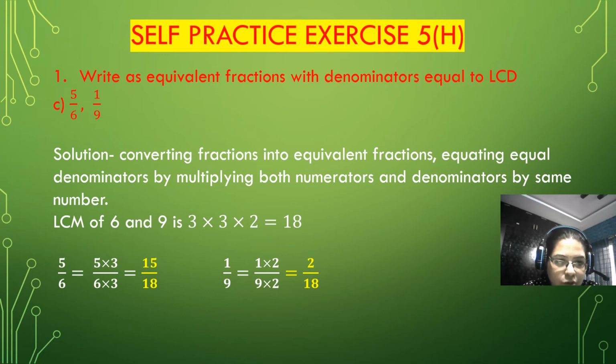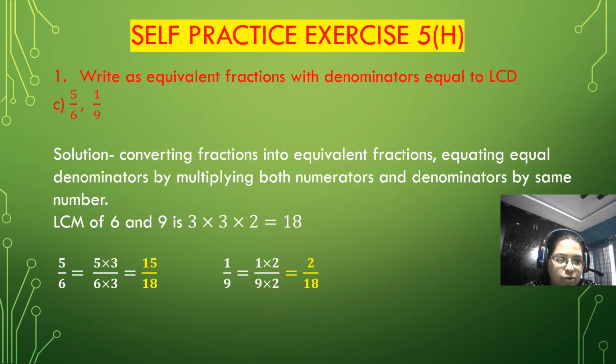Now we'll solve question number three, part C: 5 divided by 6 and 1 divided by 9. We have to convert these two fractions into equivalent fractions with denominators equal to the LCD of the denominators 6 and 9. We convert the fractions into equivalent fractions by multiplying the same number with both numerator and denominator. Then the fractions that we get are the equivalent fractions of these two fractions.